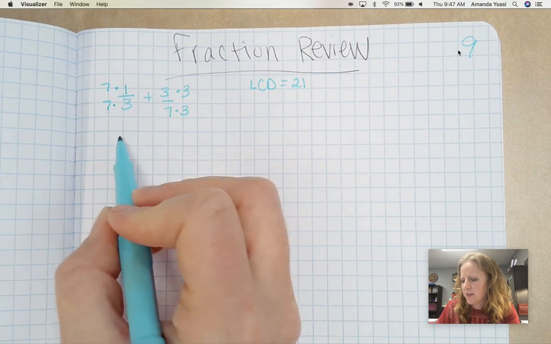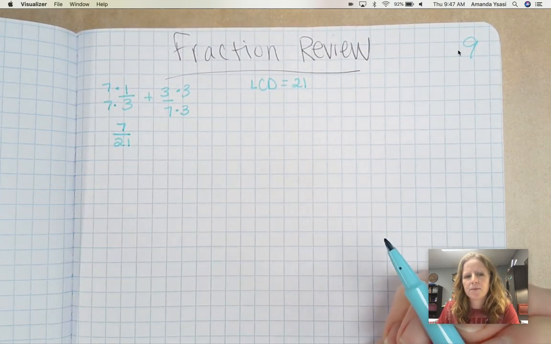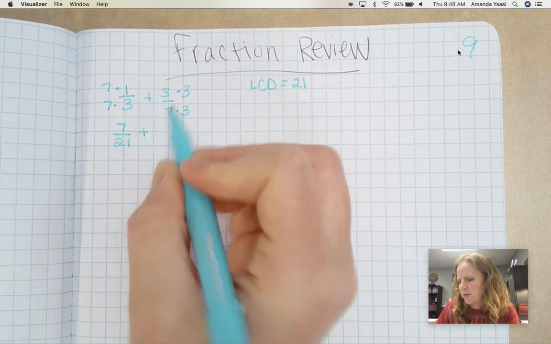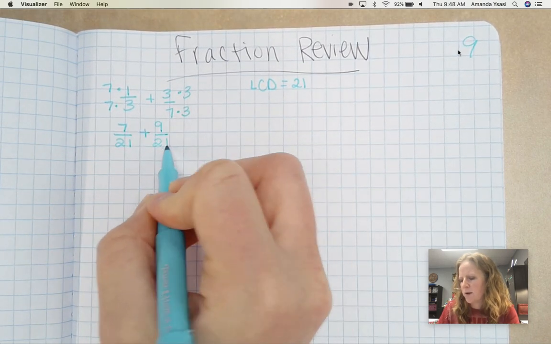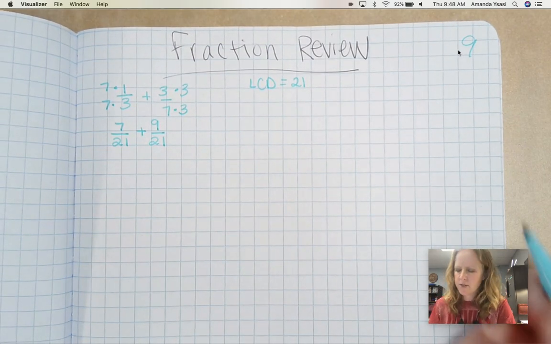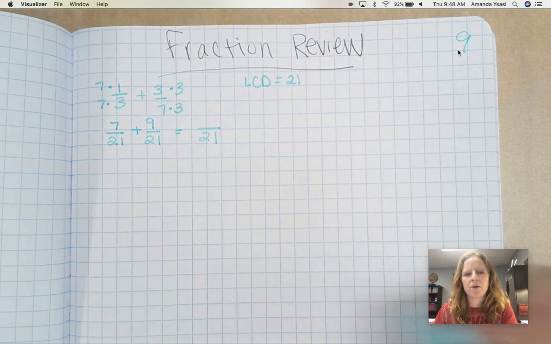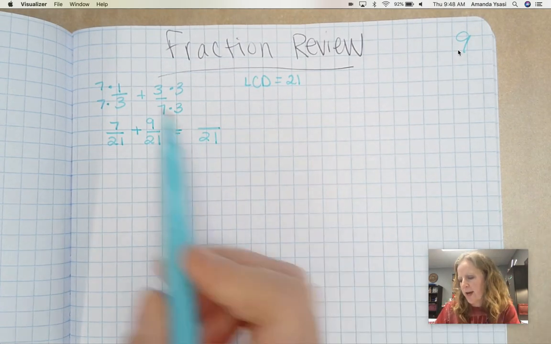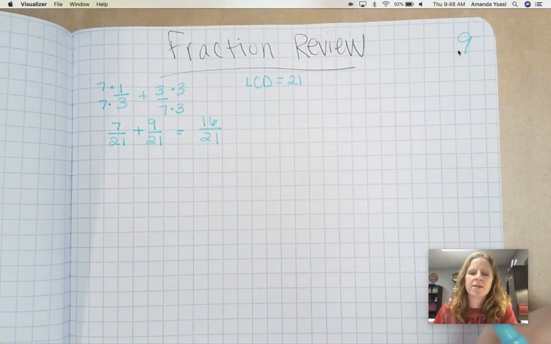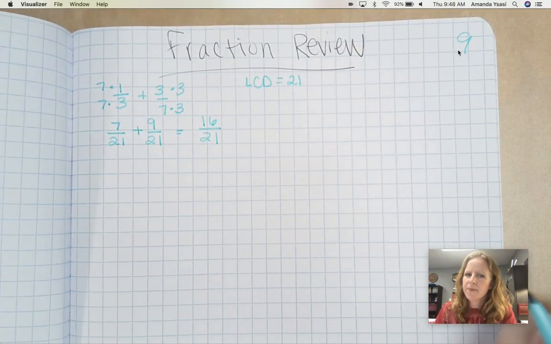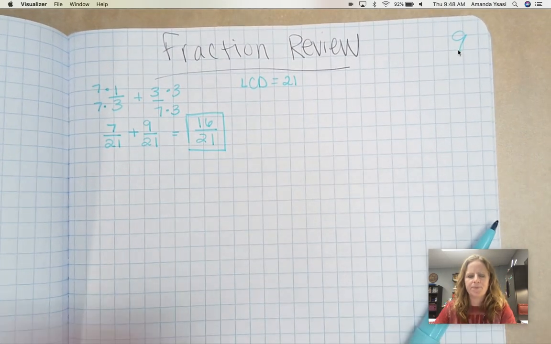So 7 times 1 is 7. 7 times 3 is 21. And then the next one is going to be 3 times 3 is 9. 7 times 3 is 21. So now we have common denominators. And your answer will have the same denominator, your common denominator. You're going to add 7 plus 9, which is 16. Then we look and see if we can simplify it at all, and we cannot. So we'll just leave it like that.